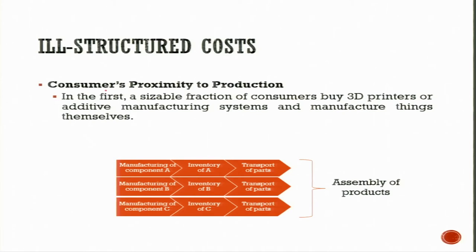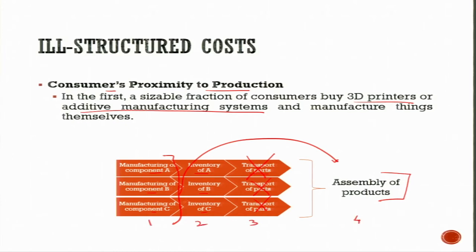Next is consumers' proximity to production. In the first, a sizable fraction of consumers buy 3D printers or additive manufacturing systems and manufacture things themselves. So that means manufacturing of component A, inventory of A is there, transport of part, manufacturing component B, manufacturing component C, inventory B. This is generally assembly of components in traditional manufacturing. But in additive manufacturing, the second case is where this transportation is eliminated. We manufacture all the components A, B, C here itself, and from here itself, we do the assembly. If I call it step 1, 2, 3, and 4, directly from step 1 to 4, we could go.